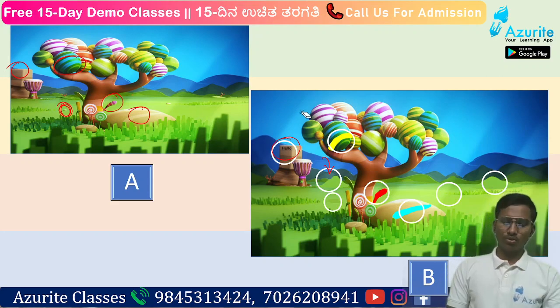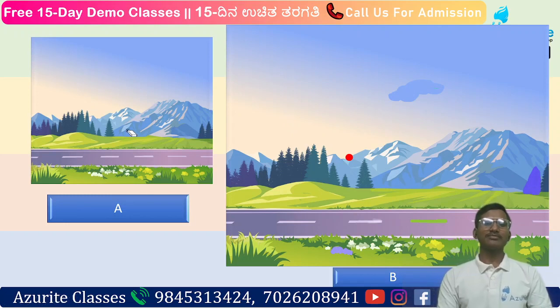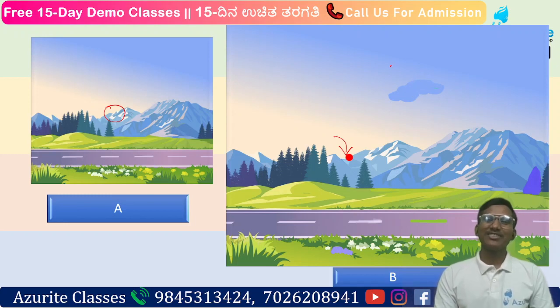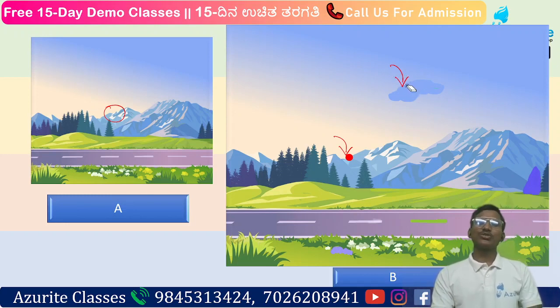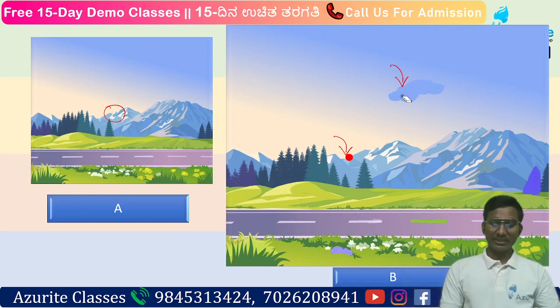Okay, let us go to the next figure. Can anyone tell what is the difference here? Yes, the red dot. Yes, that is the sun, right? Here it is the sun, but here there is no sun. Okay, and next, what is the difference? The road. There is the cloud. Okay, one by one.